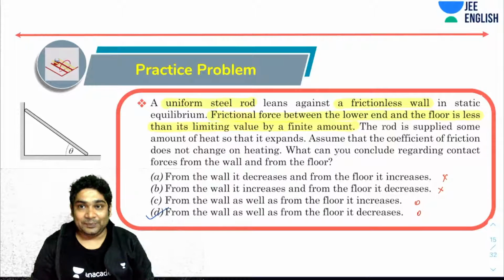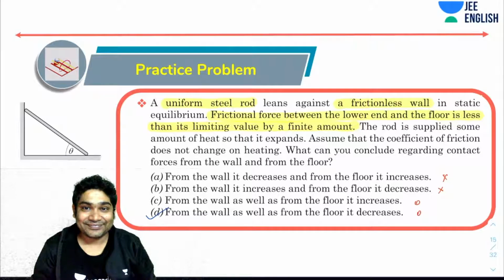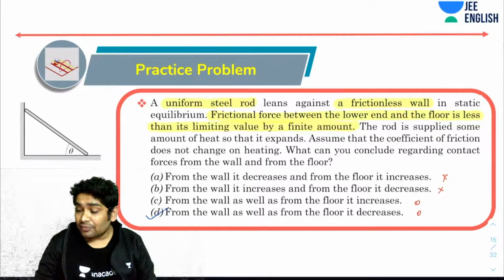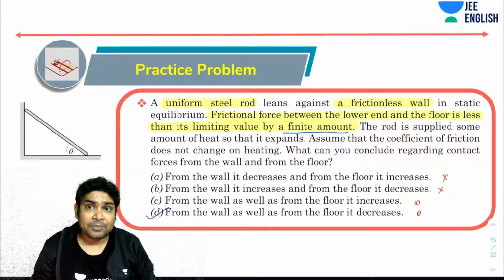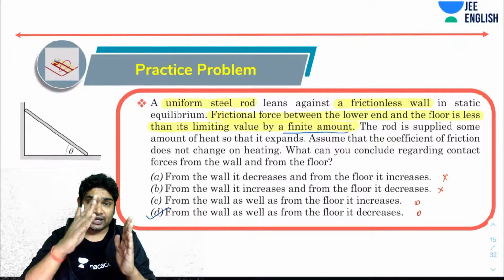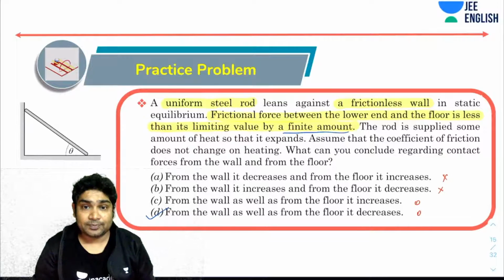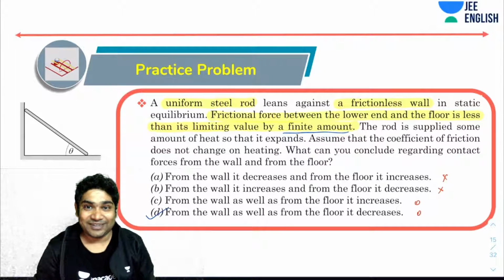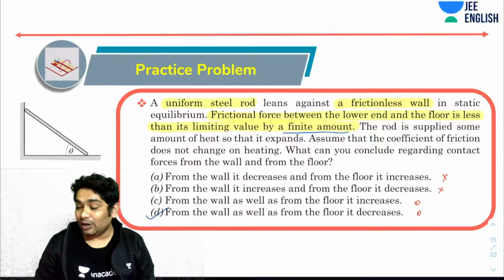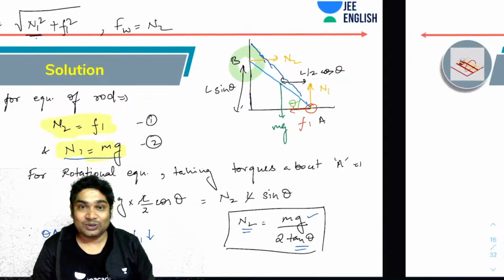All right. So this is how you would have done this. Again, since the friction was, we will say, less than the limiting value by a decent finite amount, slightly heating it would just make it expand and move it upwards. And that is why option D would be the correct answer. All right. Now let's move on to the next question.